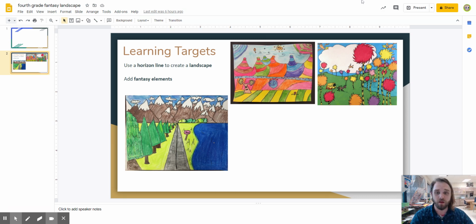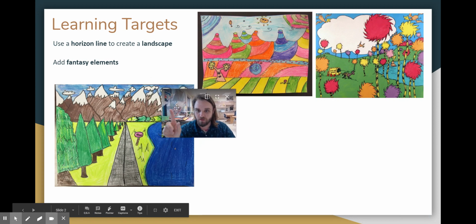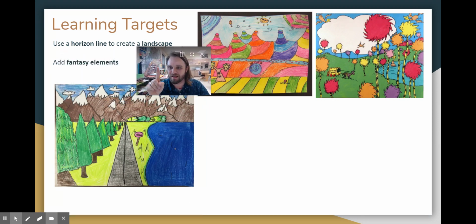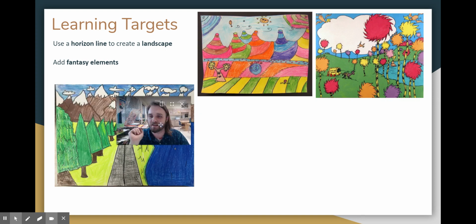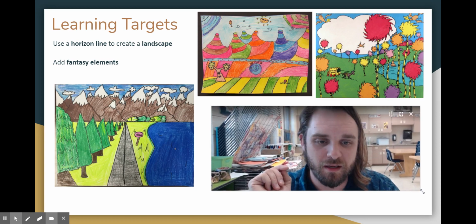So today, what we're going to be doing is you're going to use a horizon line, right there, horizon line, to create a landscape. And you're going to add fantasy elements. So let's talk about what that means.